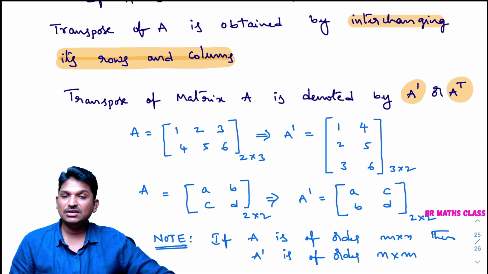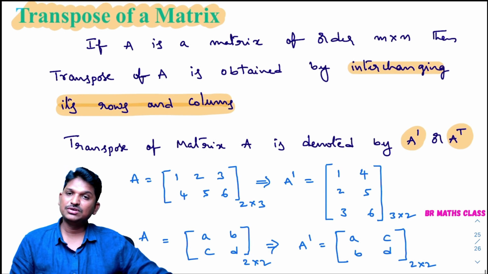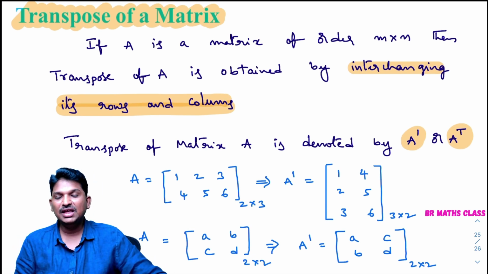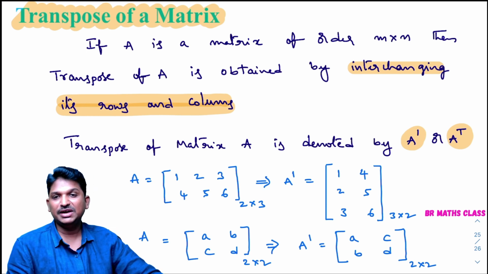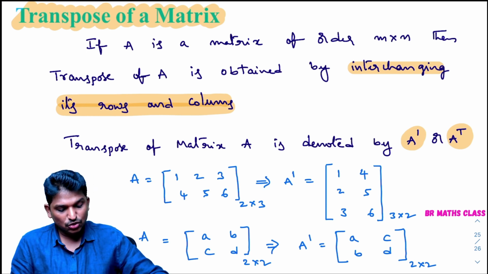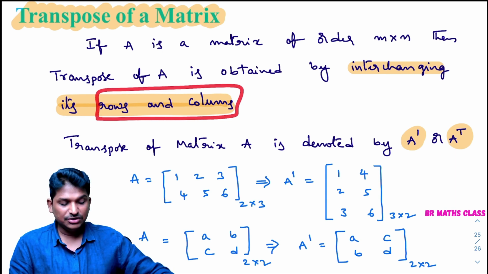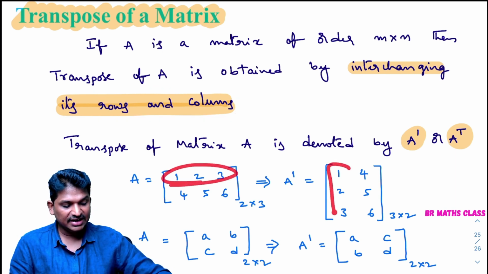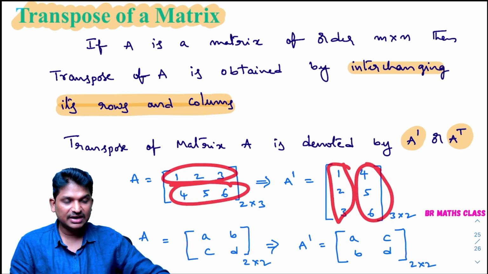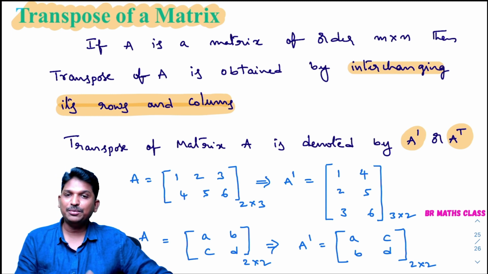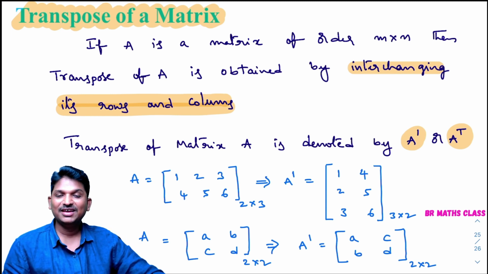So these are the things you need to know about the transpose of a matrix. What is the transpose of a matrix? If A is a matrix of order m by n, then the transpose of A is obtained by interchanging its rows and columns. Do not get confused here, rows and columns both are there. While writing its transpose, we will just take a row and write it as a column. That's it. Obviously, columns will interchange into rows. That happens automatically.